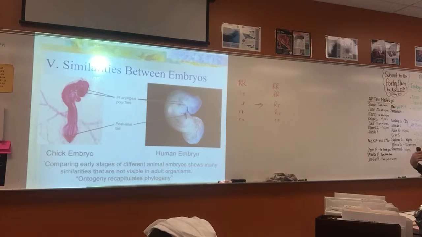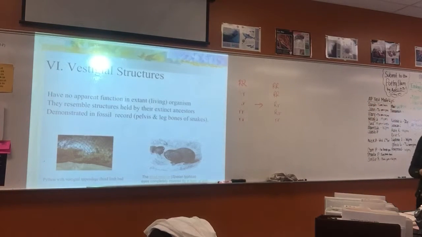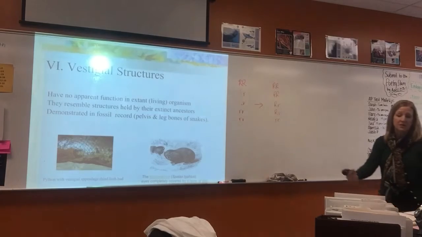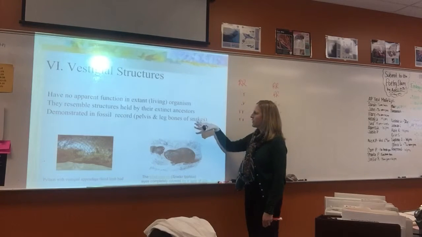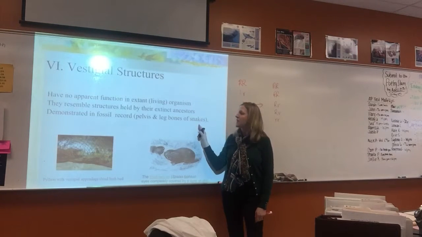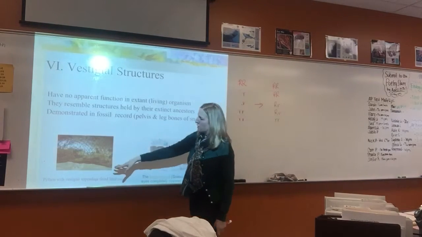So that's looking at embryos and at similarities at different stages of life. The next one is a vestigial structure. Vestigial structures, as it says, have no apparent function in living organisms, but the living organism has these structures. The thought is that they resemble structures held by extinct ancestors, that those structures used to be useful. We see these in the fossil record. For instance, there have been fossilized skeletons of snakes that have bones that resemble the pelvis and leg bones. We've seen it in real-life pythons.